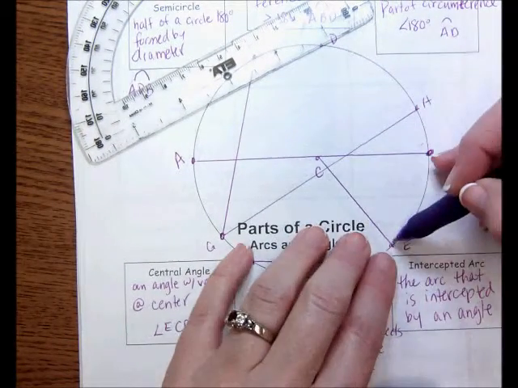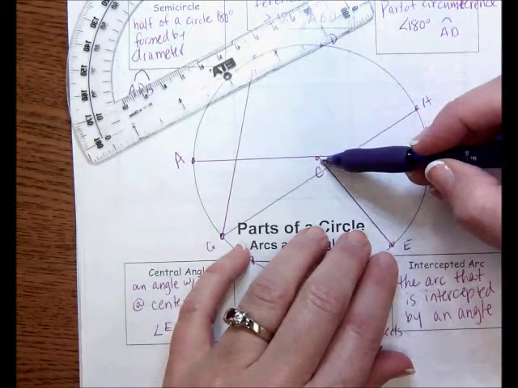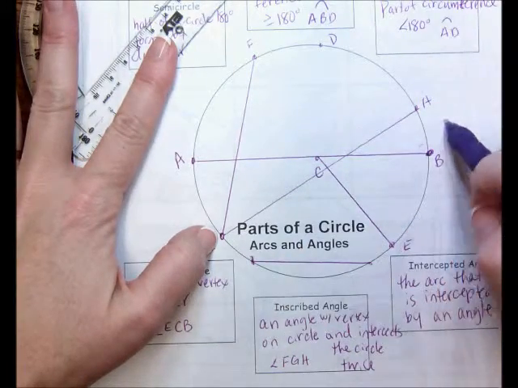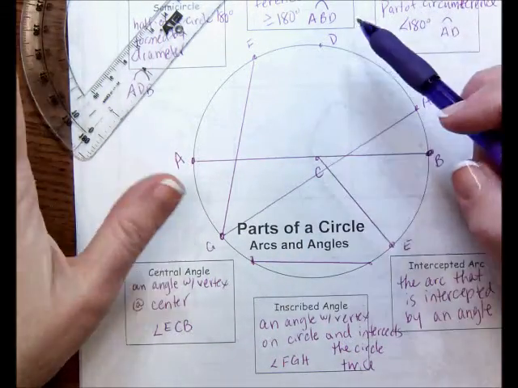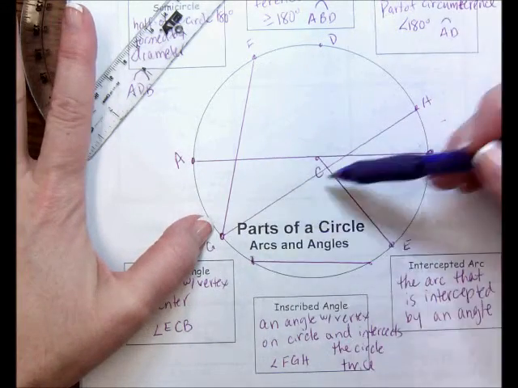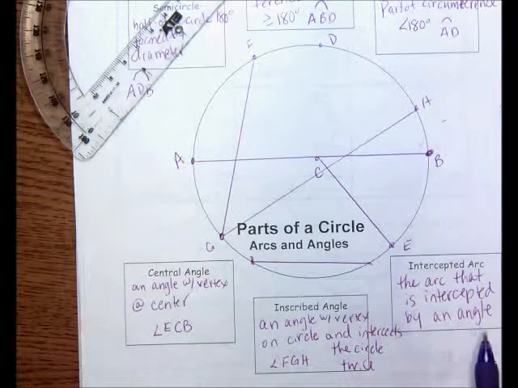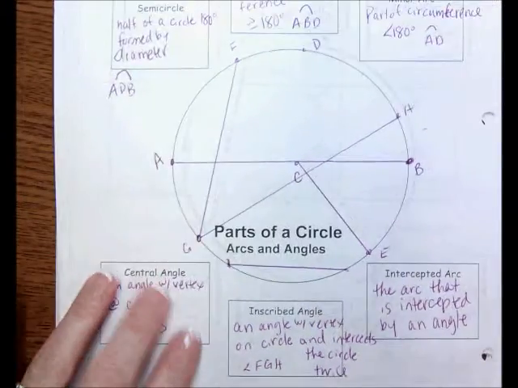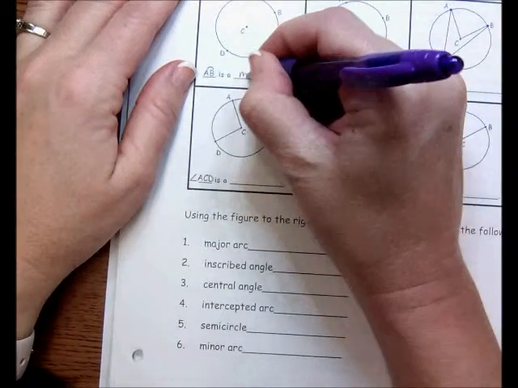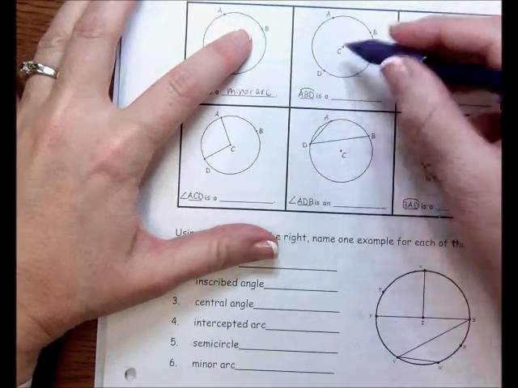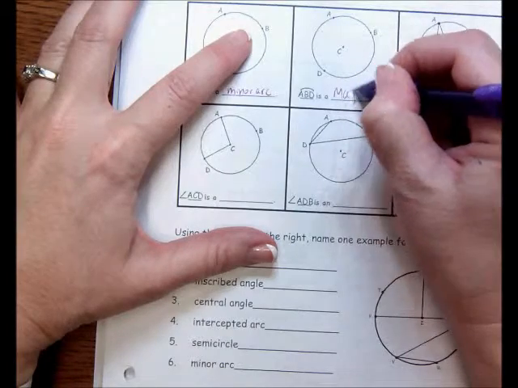But here, if you notice, this arc EB is intercepted by the central angle. This arc FH is an intercepted arc by this inscribed angle. What else do we have? We have this arc here, GE, that's intercepted by this angle here, with the vertex in the middle of the circle. So that's the difference between an intercepted arc and maybe a minor or a major arc. That'll be clearer on the next page. So moving on along here, we have arc AB as a minor arc. And notice arc AB, I'm talking about this portion of the circle. And then arc ABD is a major arc.